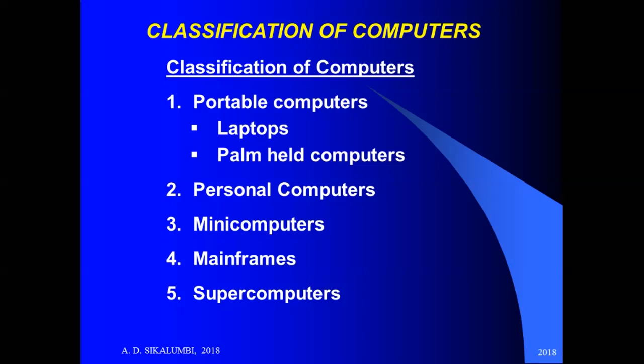So mini computers exist, and they're quite expensive. Mainframe computers, you may find mainframe computers in banks. Maybe we may have a mainframe at the center branch controlling all the computers and networks in other branches.